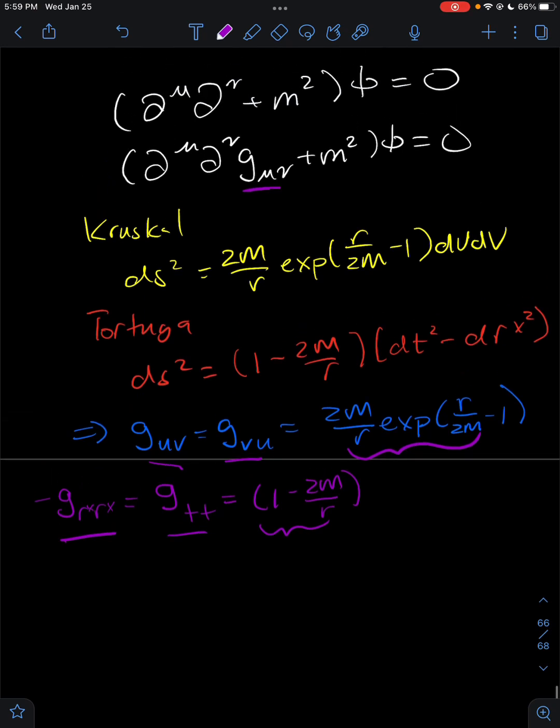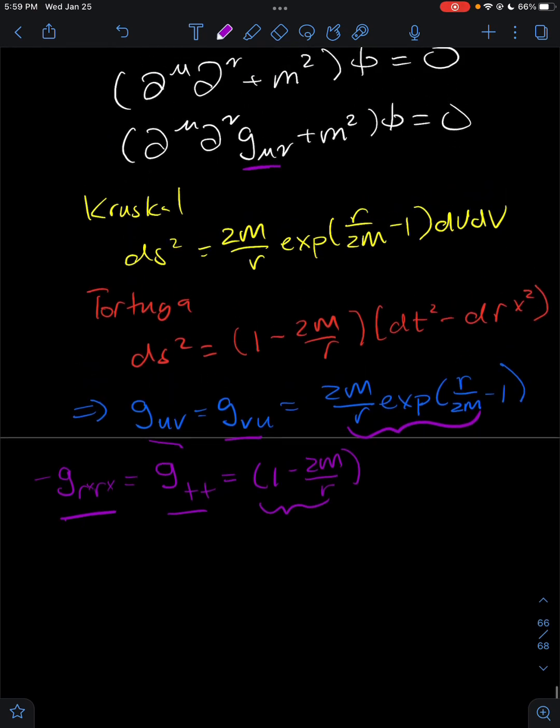And all we really do now is just plug these values into the Klein-Gordon equation. So let me again write out the generalized Klein-Gordon equation. Again, there should technically be factors in front of that, like the determinant of g, things like that. But for the metrics that we are considering, all those factors will just come out to be 1. So we have this over here.